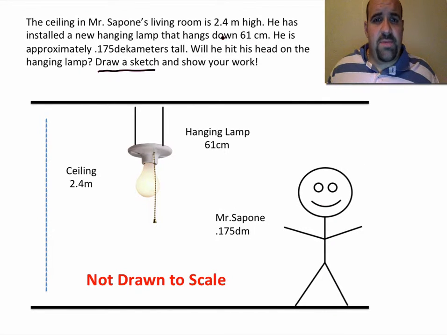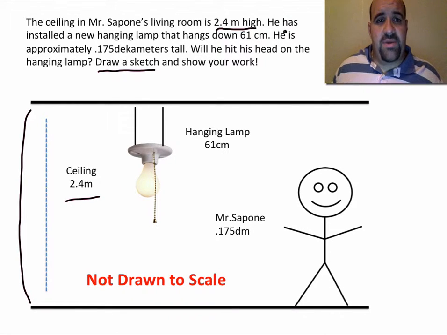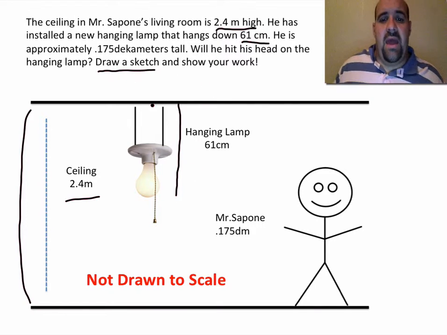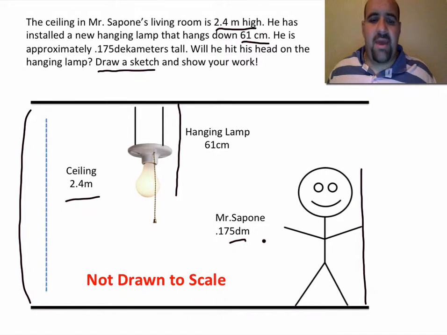The ceiling in Mr. Sapone's room is 2.4 meters high. So this ceiling right here, from the floor all the way up to the ceiling, is 2.4 meters. I have installed a new hanging lamp. It hangs down 61 centimeters. So this really fancy, expensive chandelier hangs 61 centimeters from the ceiling. I am 1.75 decameters. And the question is, will I hit my head?